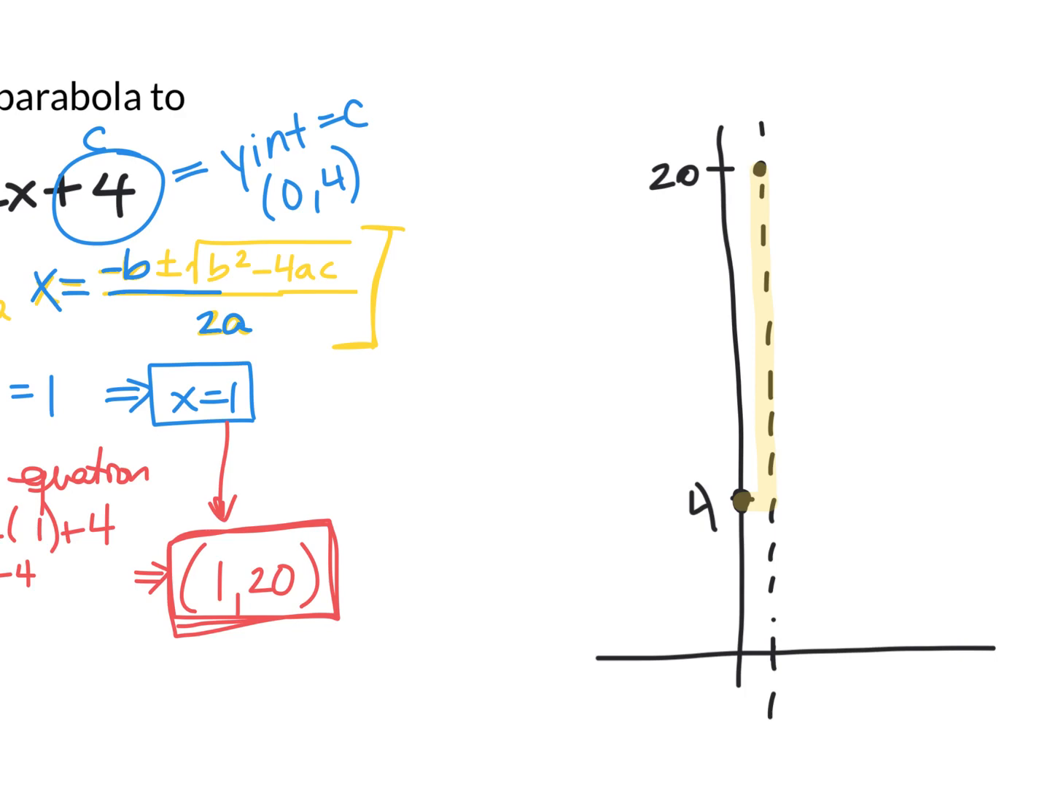Remember that this axis of symmetry means these same points exist on the other side. So if there's a point there at (0, 4), there's also going to be a symmetrical point at (2, 4). And this is going to create this super steep parabola. Remember, this is quite the stretch that's occurring here.